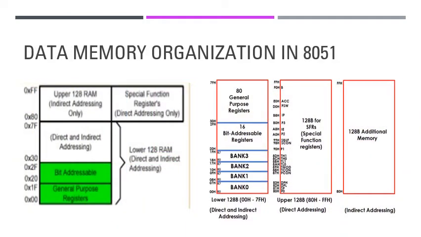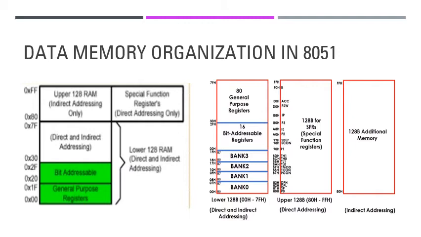The data memory or RAM is a volatile memory, since cutting off power to the IC will result in loss of information or data. RAM is used for temporarily storing the data and the auxiliary results generated during the runtime. The data memory in 8051 is divided into three parts: lower 128 bytes, upper 128 bytes, and additional 128 bytes of memory. The lower 128 bytes, that is from 00H to 7FH, are addressed either directly or indirectly.